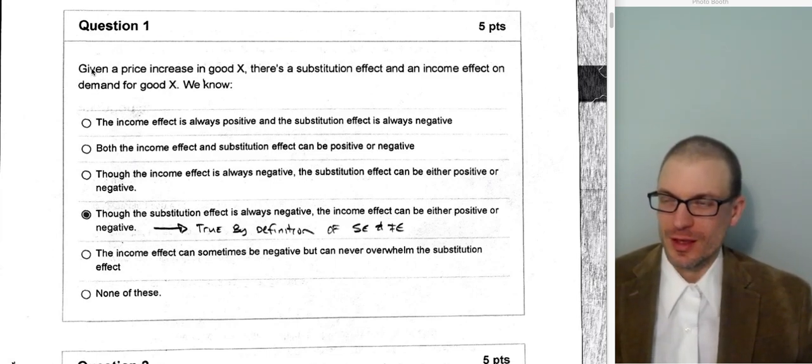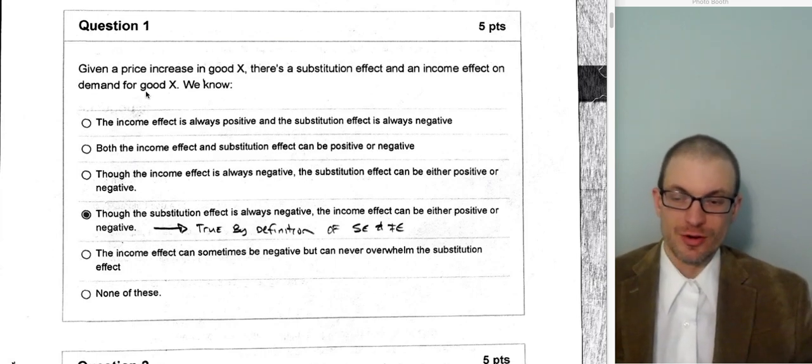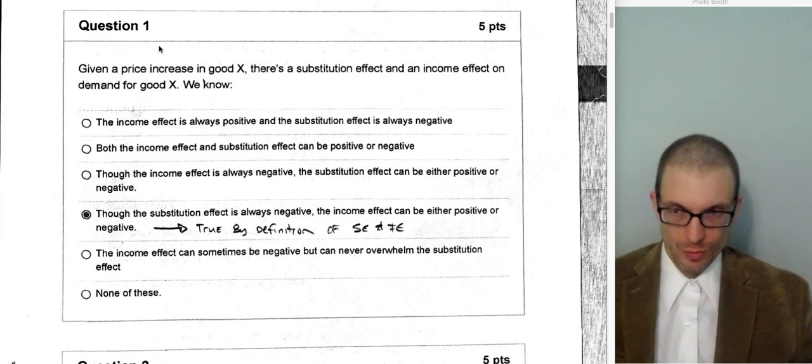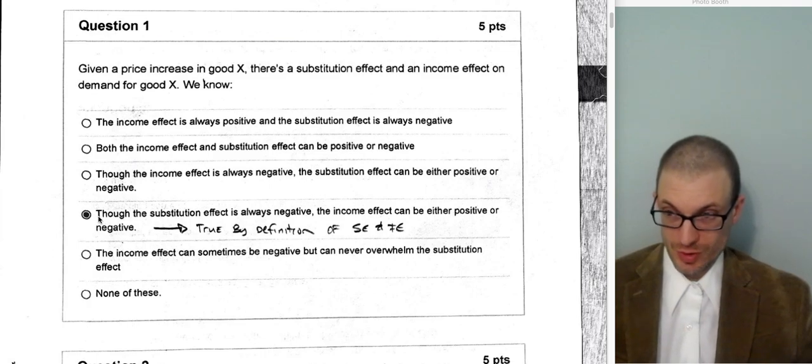Okay, so given a price increase in good X, there's a substitution effect. There's an income effect on the demand for good X. So that's just what happens when there's a price increase. There's going to be a change in quantity demanded, and that change is due to what we'll call the substitution effect and what we call the income effect. Then we want to identify from amongst the choices which of these is consistent with that. It actually turns out it's this one.